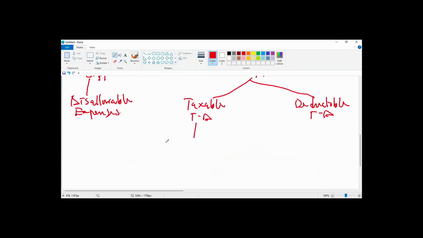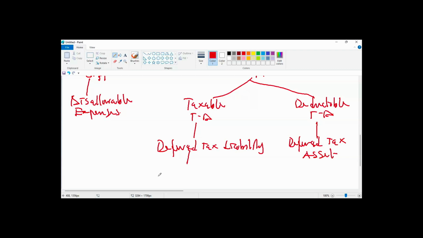Taxable difference will lead to deferred tax liability, while the deductible difference will lead to deferred tax assets. Now, deferred tax liability occurs when the carrying amount, the figure in the accountant's books, is greater than the tax base. It will lead to deferred tax liability. Carrying amount is greater than the tax base.